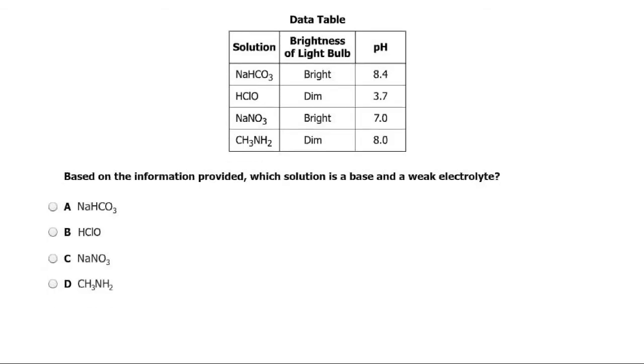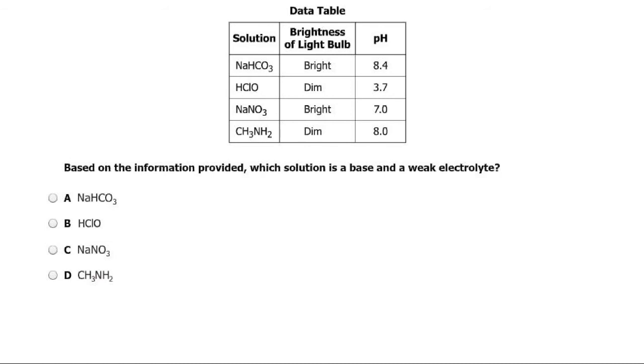Here's a data table about the brightness of a light bulb where current is running through a certain solution of a certain pH. Based on the information provided, which solution is a base and a weak electrolyte? There's a couple things to think about here. Remember that an electrolyte is a compound, like a solute, that when dissolved in water, conducts electricity.